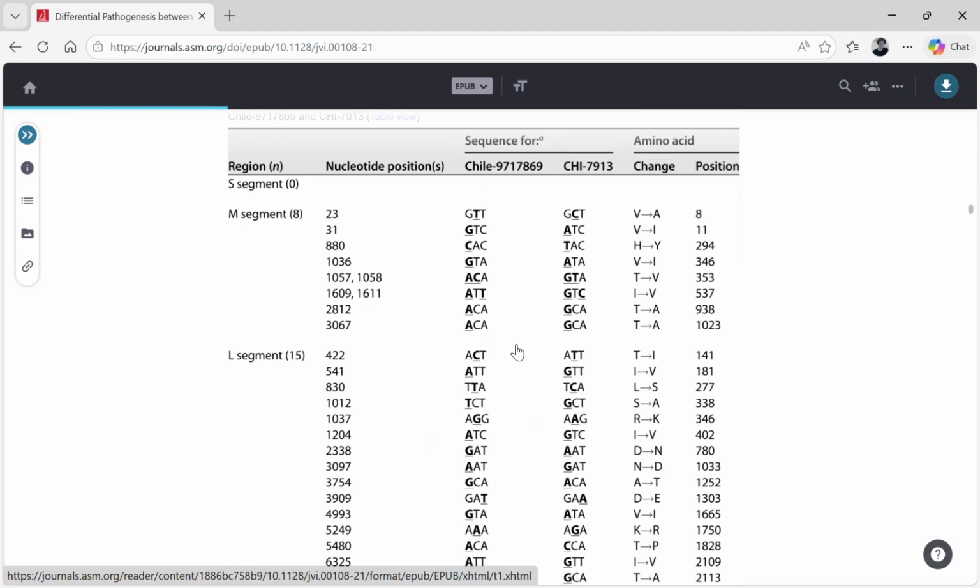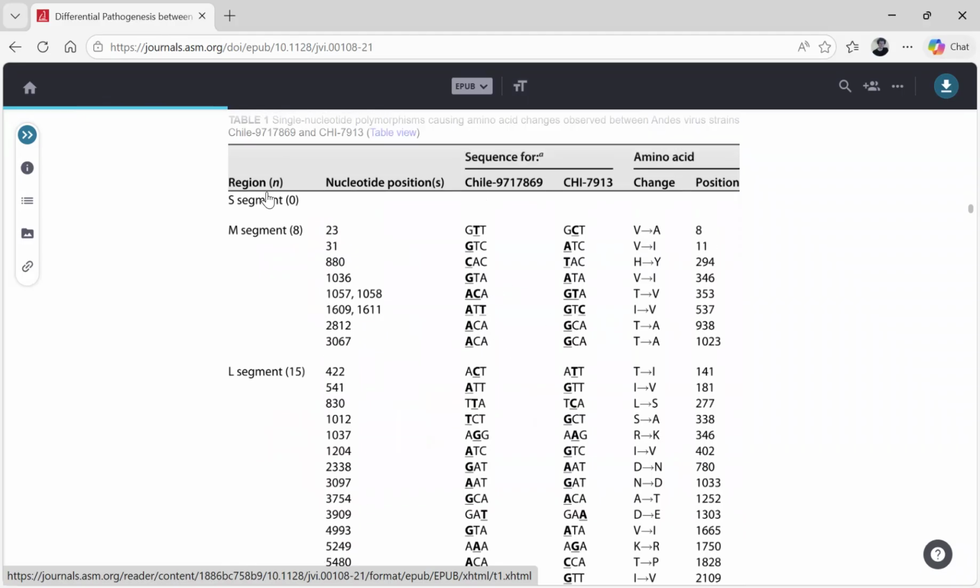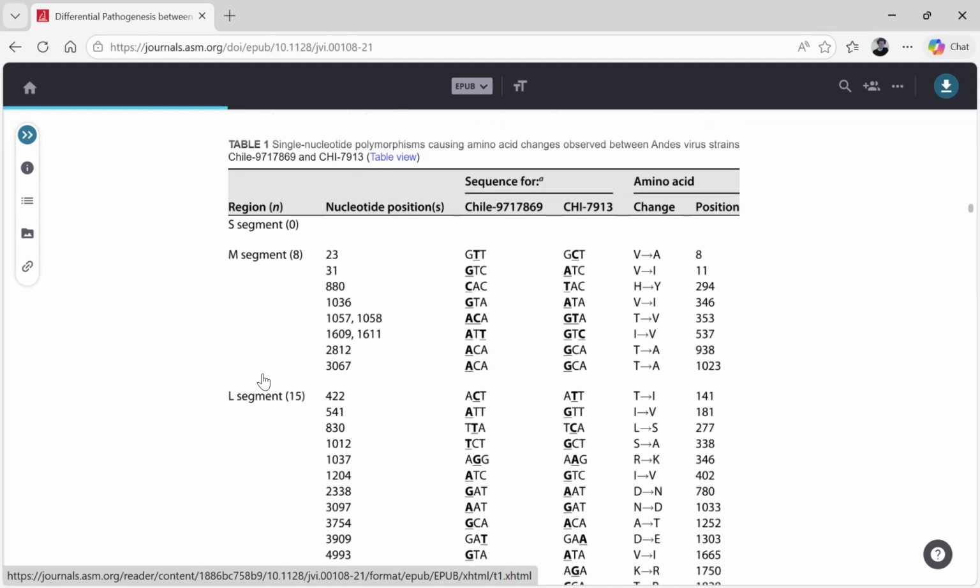Okay, in this chart, we have the region, which is the S segment, the M segment, and the L segment. We already went over that. The S codes for the N protein. The M codes for the spike, the GN and the GC spike, and the L codes for the replicase and the transcriptase. Now we have the nucleotide position of the genome, which is a negatively sensed RNA, then the sequence of the Chile version versus the CHI version, and what the amino acid change is in the position. So what we want to do is compare.